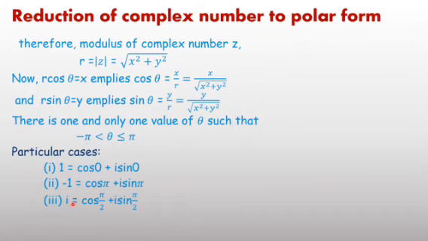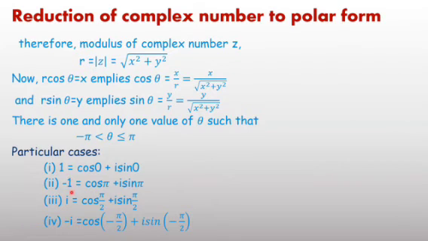i we can write as cos pi by 2 plus i sin pi by 2. The value of cos pi by 2 is 0, and sin pi by 2 is 1. 0 plus i into 1 means i. And similarly, minus i you can write as cos minus pi by 2 plus i sin minus pi by 2. Cos minus pi by 2 means cos pi by 2, and its value is 0. Plus i sin minus pi by 2 means minus i sin pi by 2, and the value of sin pi by 2 is 1. Therefore, it is equal to minus i.